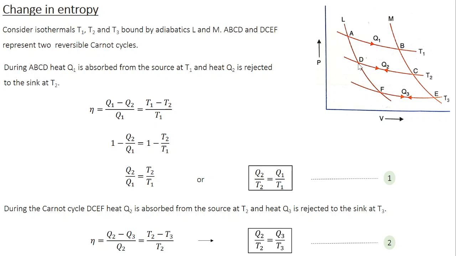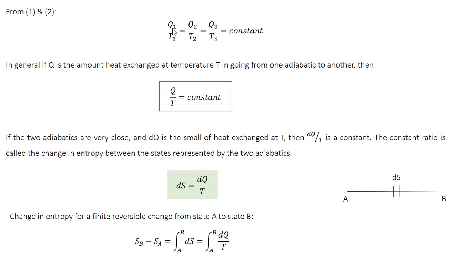Moving over to the next Carnot cycle DCEF. Here the heat energy Q2 is absorbed from the source at temperature T2, and heat energy Q3 is rejected to the sink at temperature T3. So efficiency is (Q2 minus Q3)/Q2, which is equal to (T2 minus T3)/T2. If you follow the same procedure as before, you will get Q2/T2 equal to Q3/T3. When you compare these two equations, you get Q1/T1 equal to Q2/T2 equal to Q3/T3. So this is a constant.